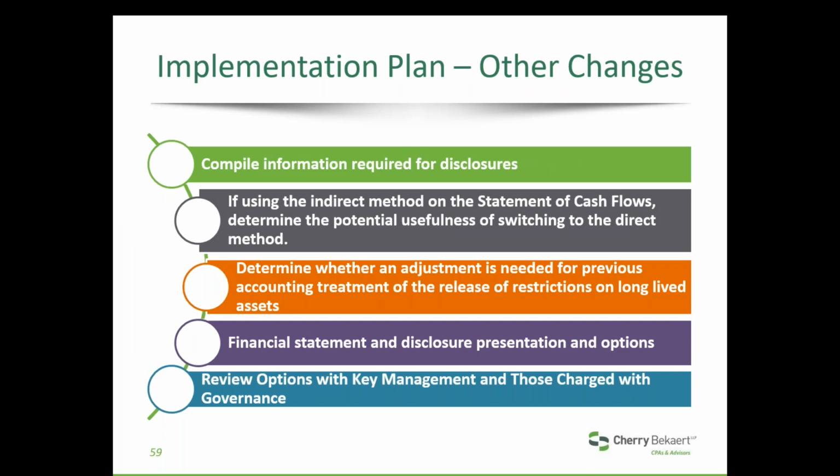So, implementation plan for these other changes. What do you need to do? First, you want to compile information required for those new and enhanced disclosures. And if you're using the indirect method on the statement of cash flows, determine if it would be useful to switch to the direct method. Determine if there is an adjustment needed for previous accounting treatment of the release of restrictions. And then lastly, if you do need to make some changes, look at the options and review those with those charged with governance and managers and your auditors, and see what that's going to look like going forward.